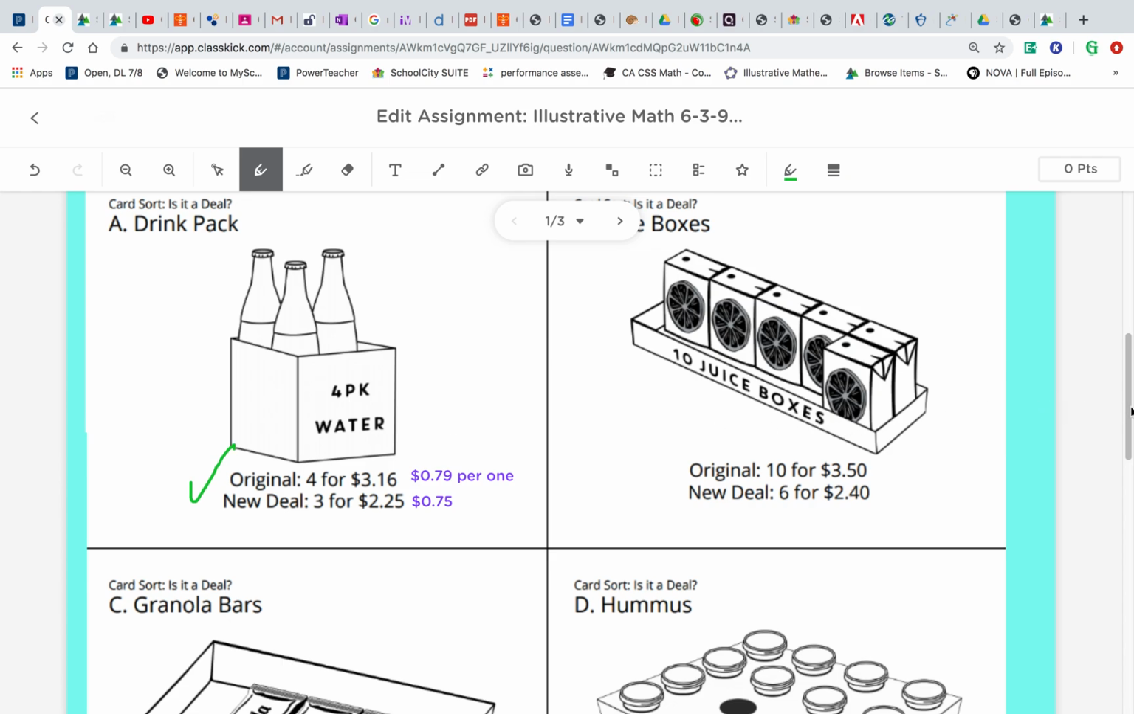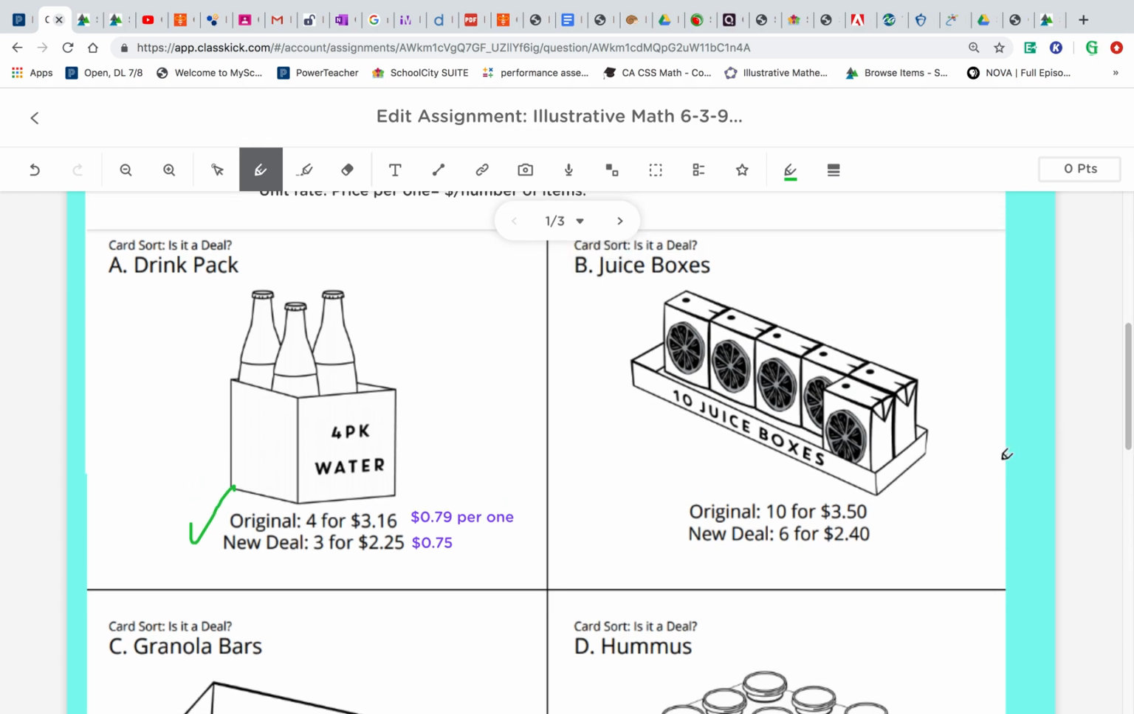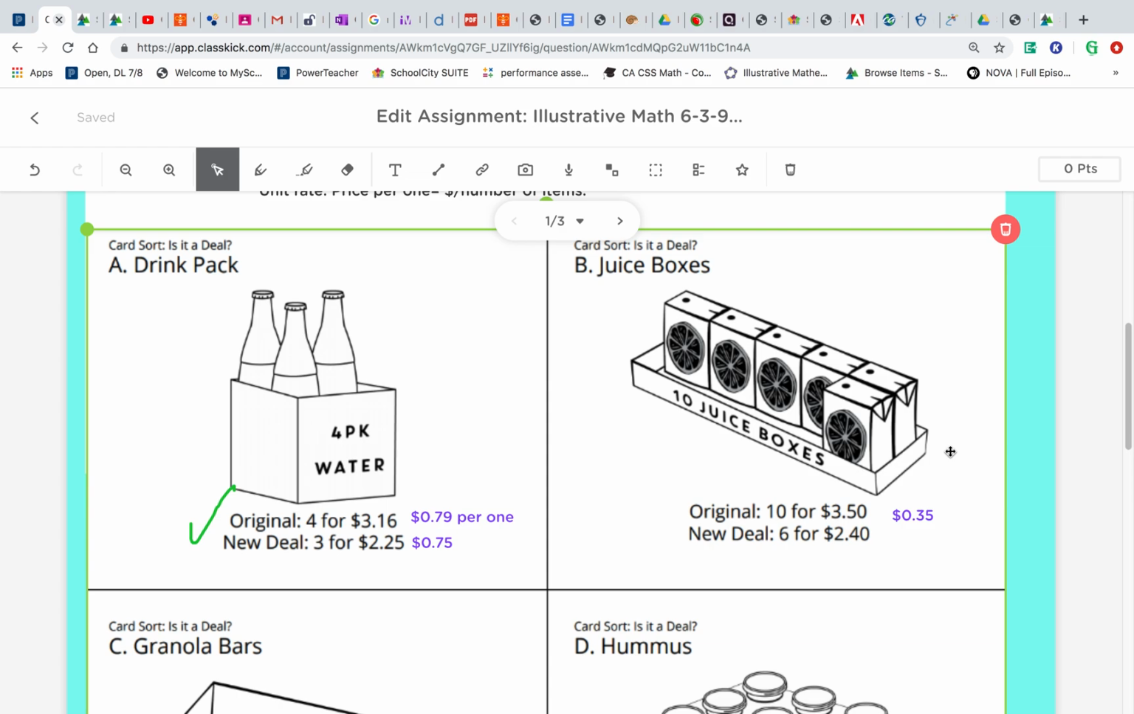Okay, so when we look at the juice boxes deal here, we have an original deal of 10 for $3.50. Well, what we can do is take $3.50 and divide it by 10. And a little shortcut is to know that you can just move the decimal point one spot to the left. And so that's going to mean that the price for 1 in this case is 35 cents for 1 box. Okay, so we want to see about the new deal, 6 for $2.40.